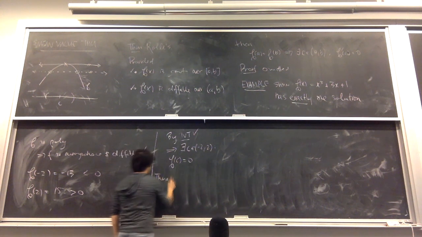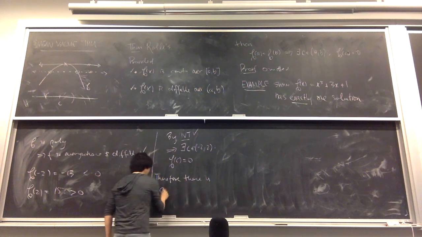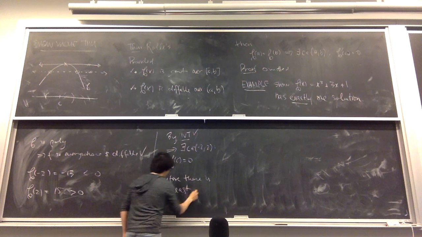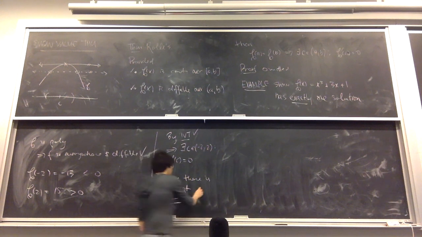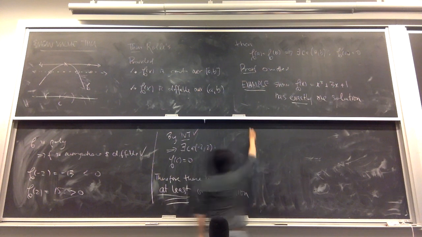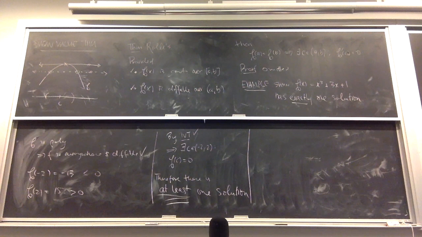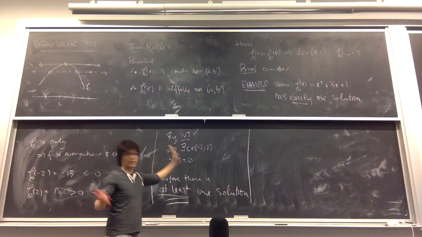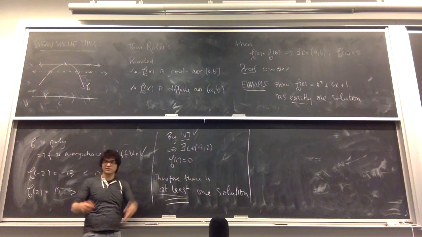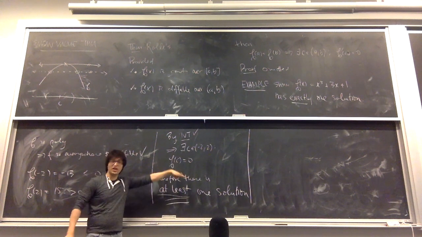Therefore, there is at least one solution. Notice that the intermediate value theorem tells you nothing about the number of solutions, right? There could be 100 solutions between -2 and 2. The intermediate value theorem says there's at least one, at least. So this is half the question.